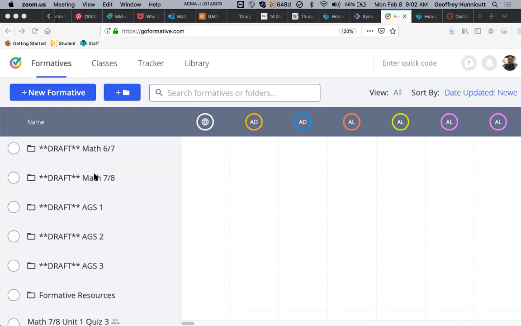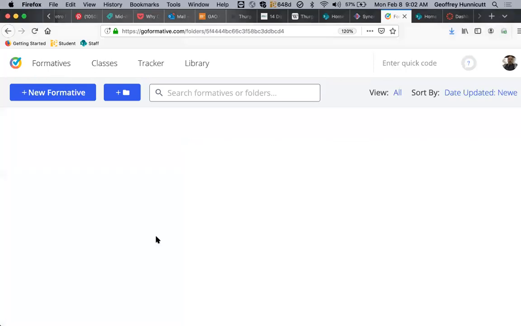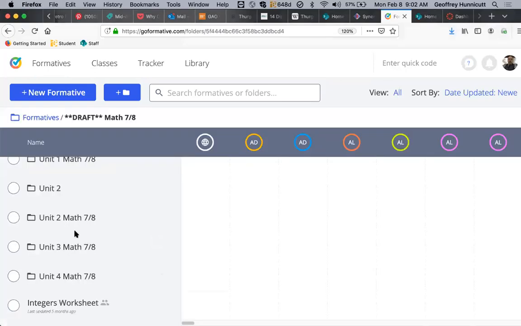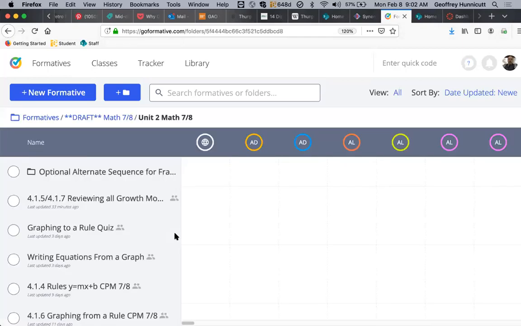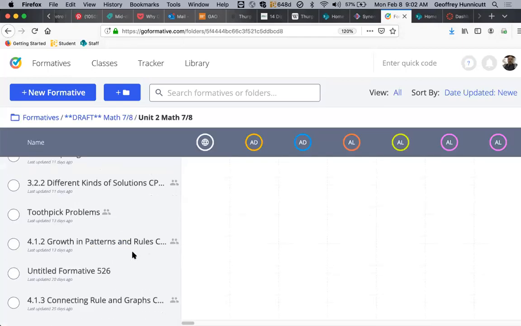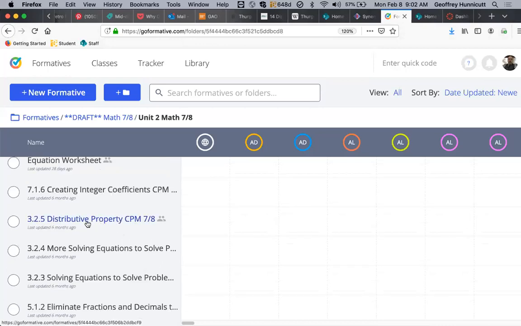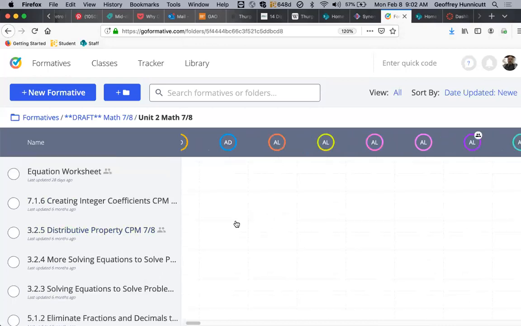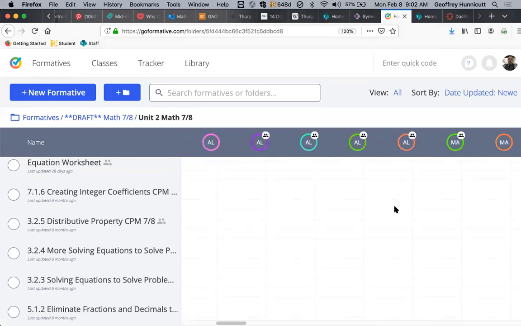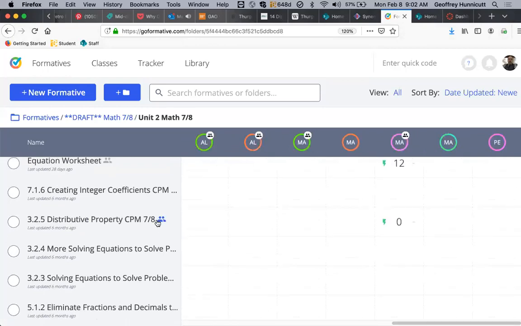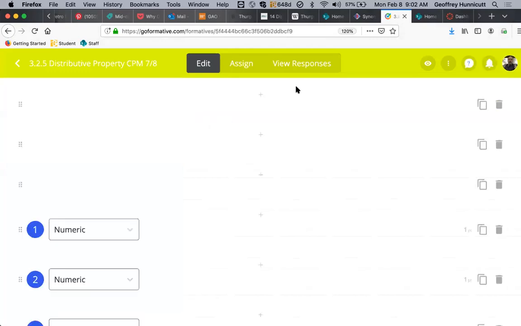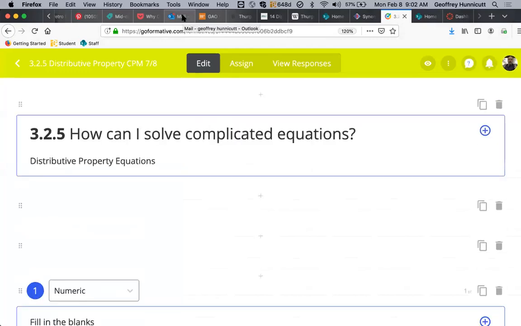All right, and then math 7, 8. So we want this guy right here, 3.2.5 distributive property, okay? This is a little bit of a review, in a way, because we've already touched on distributive property, but it never goes away, and it's super duper important.